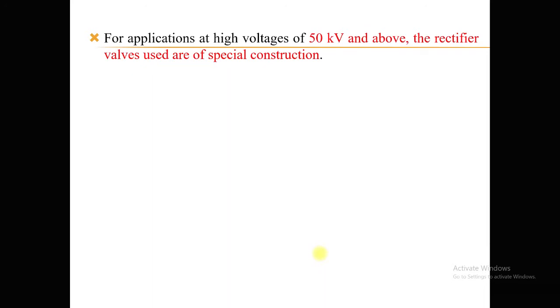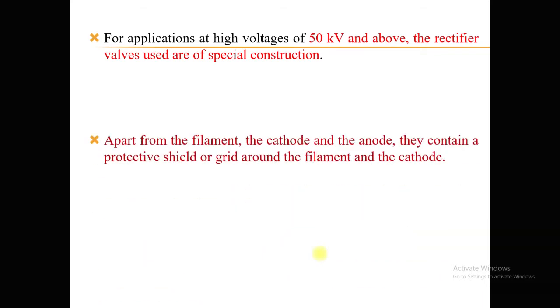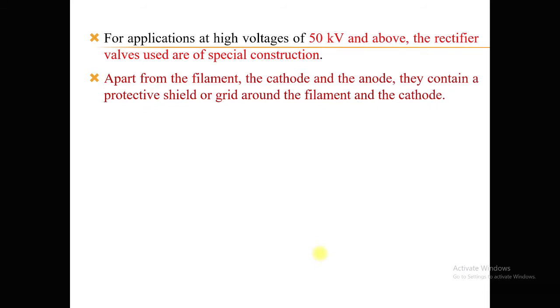So for applications up to 50 kV and above, the rectifier valves are used, which have a special kind of construction. You cannot compare the construction of the diode that you use in your electronic circuitry with the construction of the diodes, or diode elements, which are connected in series to make it applicable for high voltage applications. So what sort of difference can you find in the construction of this high voltage diode?